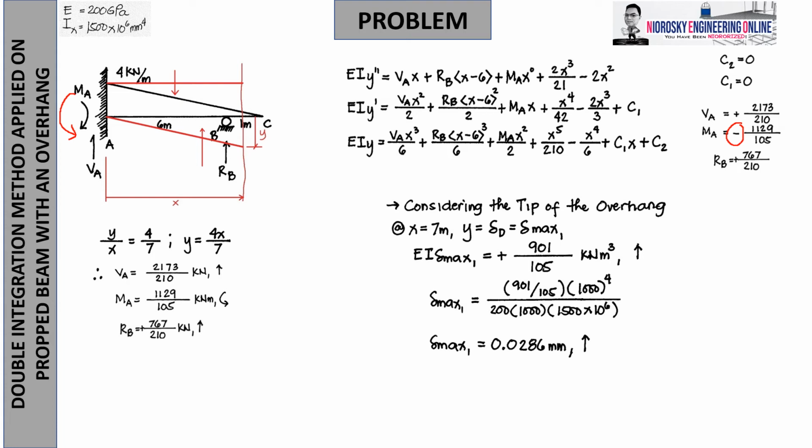So, by this, at x is 7, we can simply say that y is delta d. And let's say that is the candidate for maximum deflection or delta max 1. So, supplying all the data. So, I think all of the values will activate for this, kasi 7 minus 6 is positive. So, you have to accept this value. And then, finally, we are already aware that C1 and C2 are 0. So, that is positive 901 over 105 kilonewton cubic meter. And a positive deflection means an upward direction.